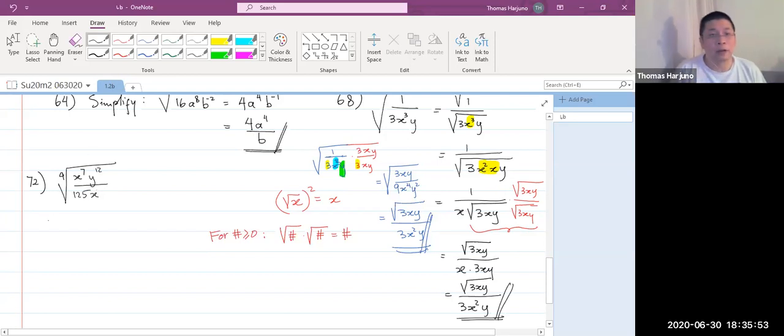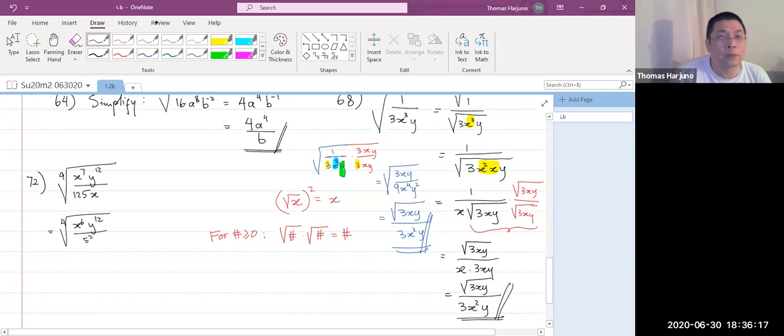Let me simplify that first. I can cancel one of the x. So I get x to the 6, y to the 12 over 125. Now notice that this 125 is actually 5 cubed, right? Let me change it right away here. This is actually 5 cubed.